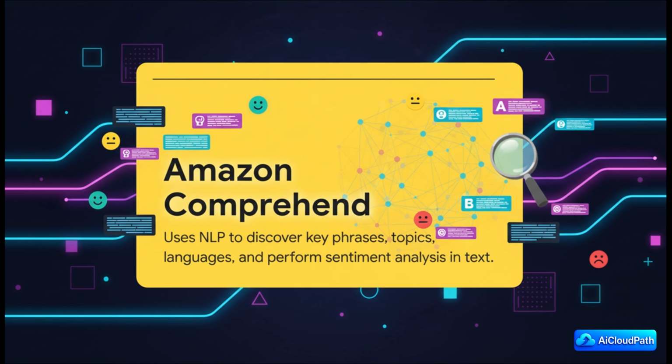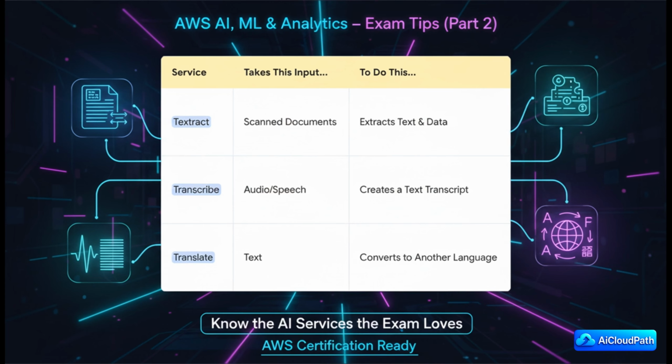Let's break it down. Textract. You give it a scanned document like a PDF or an image, and it pulls out the text. Transcribe. You give it audio, like a recording of someone speaking, and it gives you back a written transcript. And Translate. You give it text in one language, and it converts it to another language. So Textract is for docs, Transcribe is for audio, Translate is for languages. Got it? You got to know this cold.